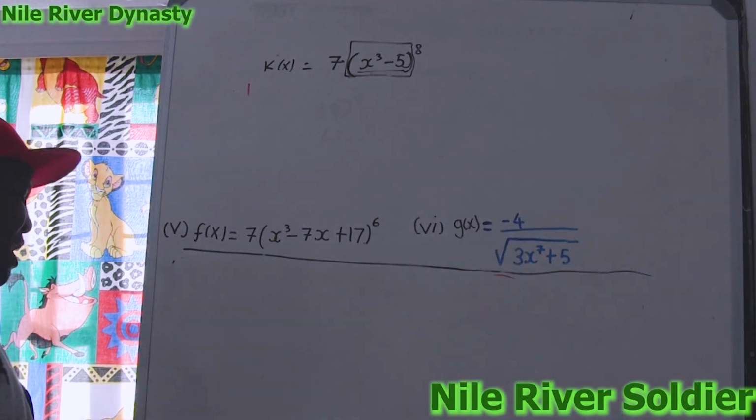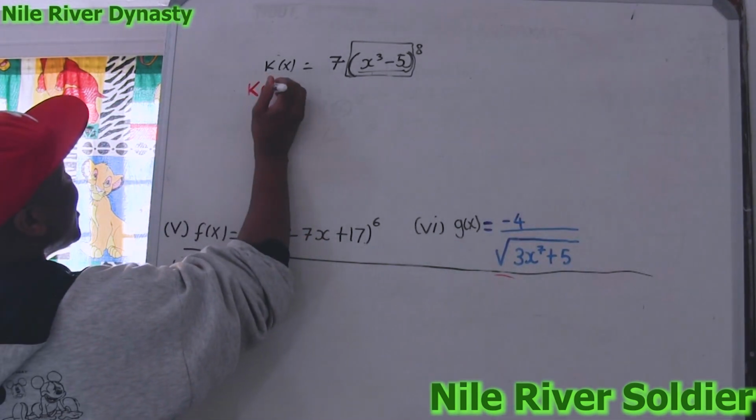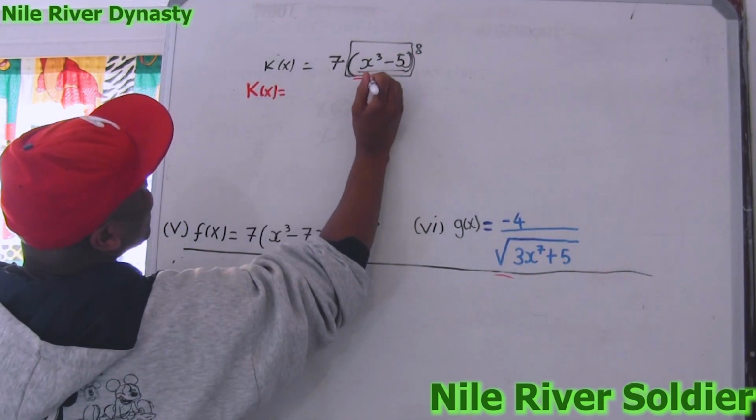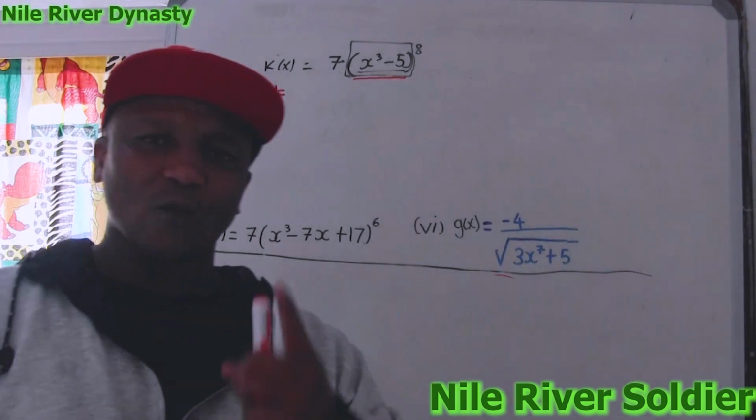And then after that, now we can differentiate. Is everything to the top? Yes. So this will be k of x equal. So now, you see this, treat it as one thing. Whenever you have a bracket in mathematics, treat it as one thing.